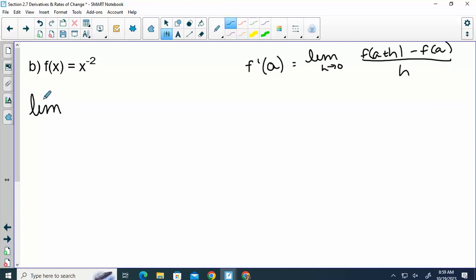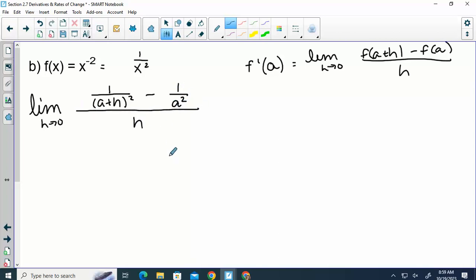So if I work through this, we have the limit as h approaches 0. f of a plus h means I plug in a plus h for my x. Can I write that as 1 over x squared? Would that be okay? Negative exponent moves it to the bottom. So it'd be 1 over (a plus h) squared, minus f of a, which is 1 over a squared, all over h. All right. Let's go ahead and multiply out (a plus h) squared.